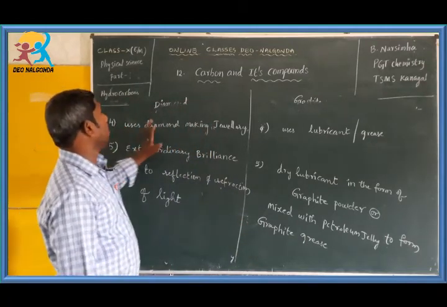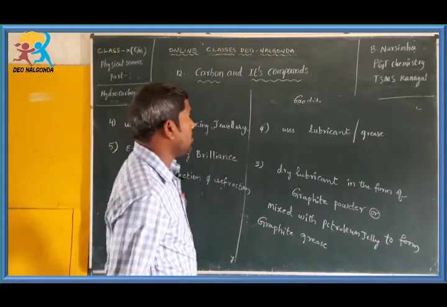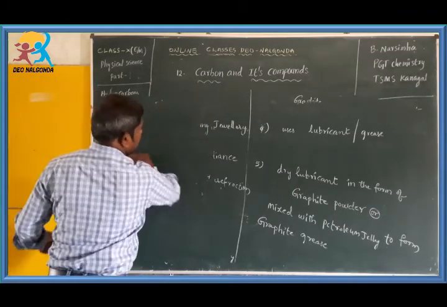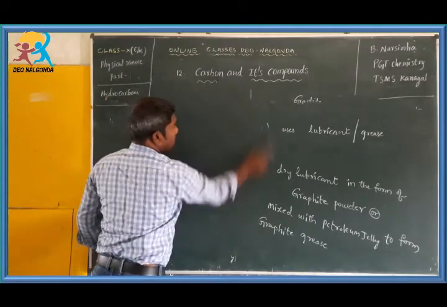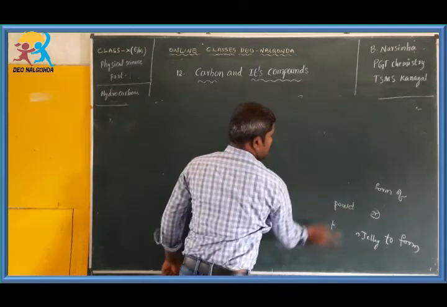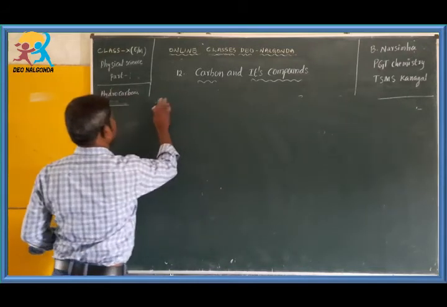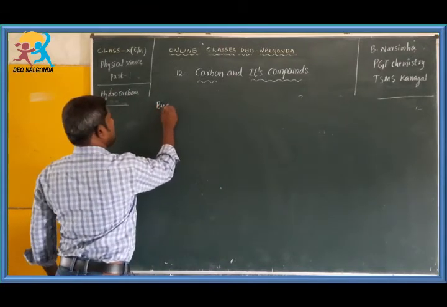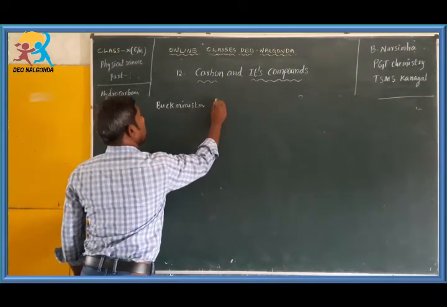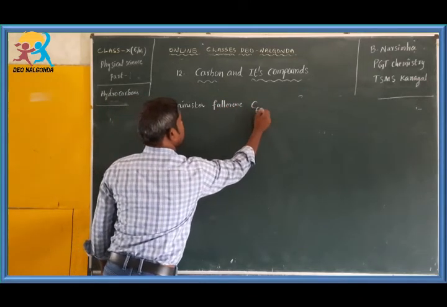These are the differences between diamond and graphite. Another one is Buckminster fullerene. Buckminster fullerene contains C60 molecules. Buckminster fullerene is a C60 molecule.